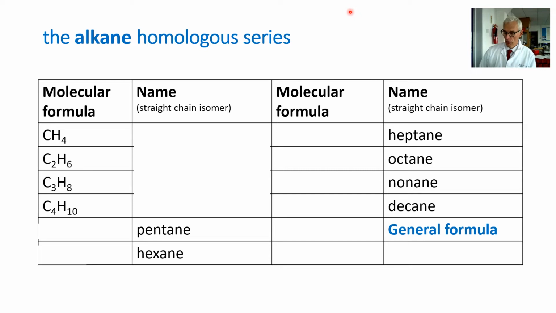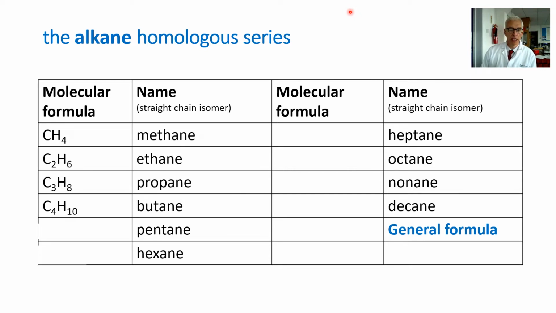Okay, so let's just share the answers with you. So methane, ethane, propane, butane, so that will form the stem based on those numbers of carbon atoms. Pentane with 5 carbons, hexane indicates 6 carbons, heptane indicates 7 carbons, octane 8, nonane 9, decane 10. You are expected to know those names and the relationship with numbers of carbons.